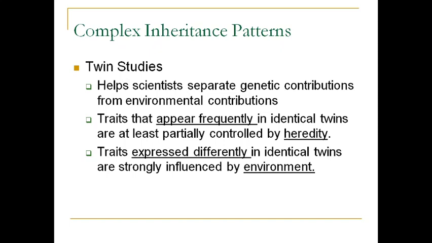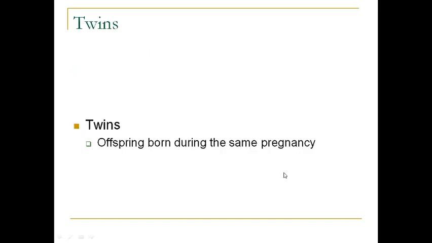So somebody who chooses to overeat is going to be significantly heavier than someone who chooses to undereat. You can very easily control your body weight. You cannot very easily control your height. So height is an example of a trait that appears very frequently, so it's controlled by heredity. Whereas weight, yeah, there is a genetic component to it, but the trait can be expressed very differently between twins. So it is much more controlled by your environment or your lifestyle choices.